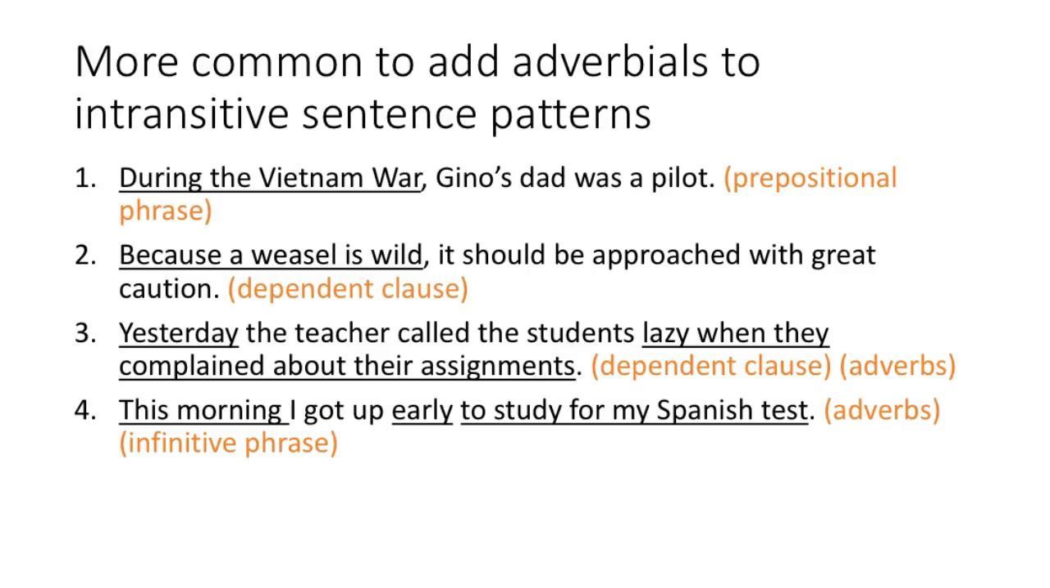Okay, so here we have some sentence patterns where we've added some adverbials. So we have Gina's dad was a pilot. And we've added a prepositional phrase to that, during the Vietnam War. During the Vietnam War tells us when Gina's dad was a pilot. All right, our second sentence, we have because a weasel is wild, it should be approached with great caution. We've added a dependent clause here, because a weasel is wild. This answers the question, why should it be approached with great caution? And it gives us additional information about the weasel, or it.